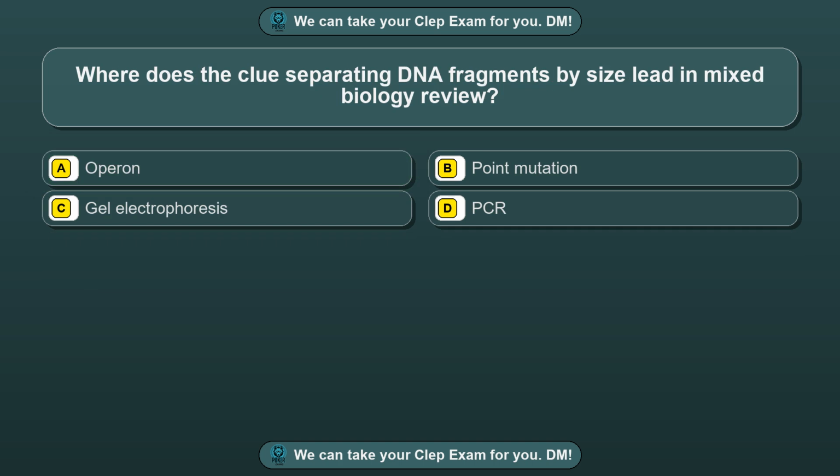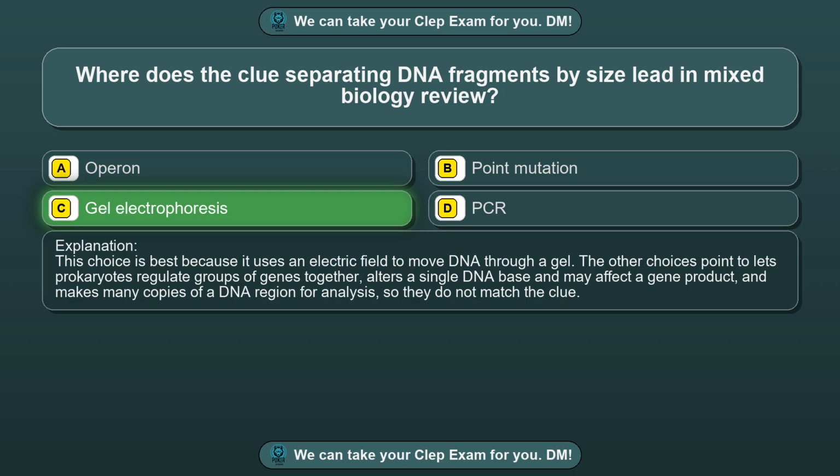Question 47. Where does the clue separating DNA fragments by size lead in mixed biology review? Option A, operon. Option B, point mutation. Option C, gel electrophoresis. Option D, PCR. The correct answer is option C, gel electrophoresis.